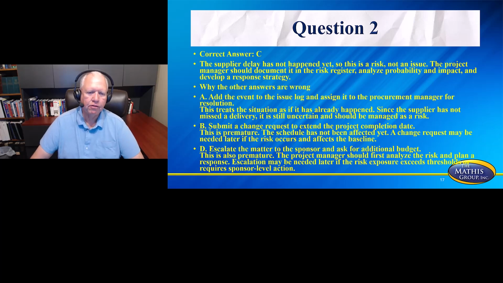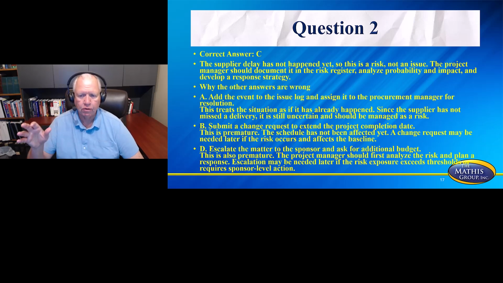Well, A adds the event to the issue log and assigns it to the procurement manager for resolution. This treats the situation as if it's already happened, and since the supplier has not missed a delivery date, it is still uncertain and could be managed as a risk. B, submit a change request to extend the project completion date. This is way premature. The schedule has not been affected yet, and a change request may be needed later if the risk occurs and affects the baseline, but not now.